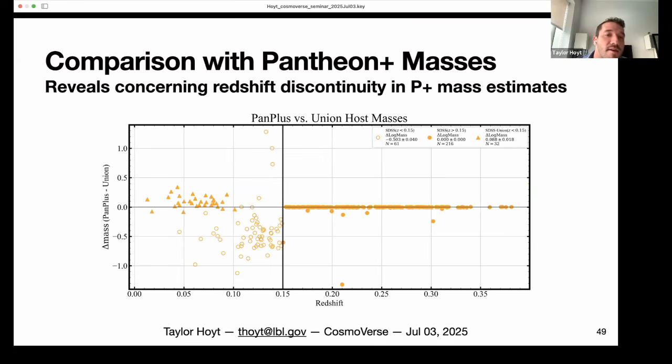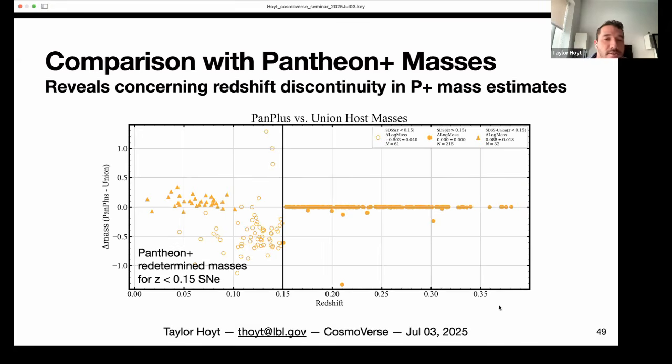So the other point I want to raise is what fell out while doing the host mass estimates: a concerning discontinuity in the Pantheon mass estimates that I saw. What I'm plotting here is the difference in the estimated stellar mass of supernova host galaxies between Union and Pantheon Plus on the y-axis. So these are the residuals. And on the x-axis is the redshift.